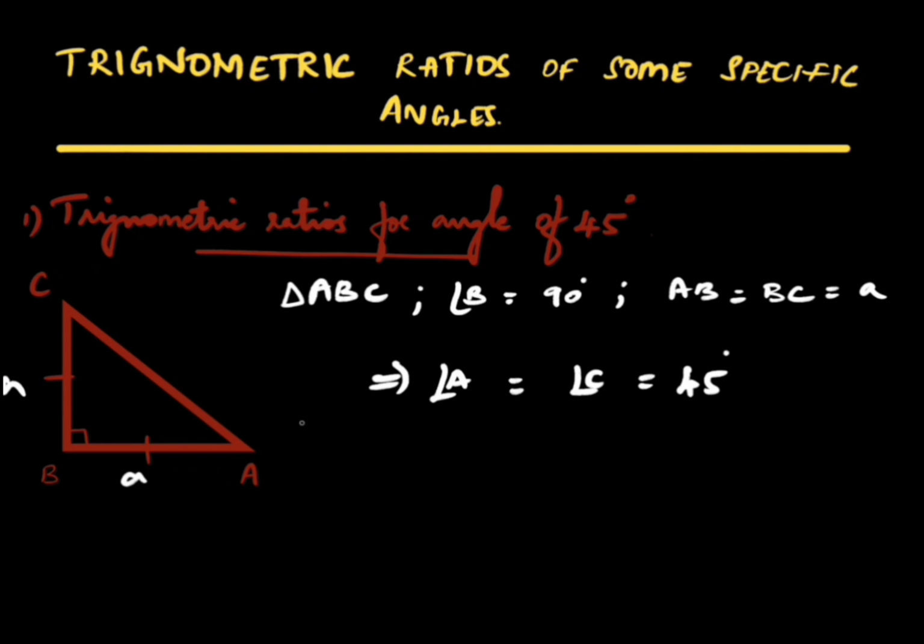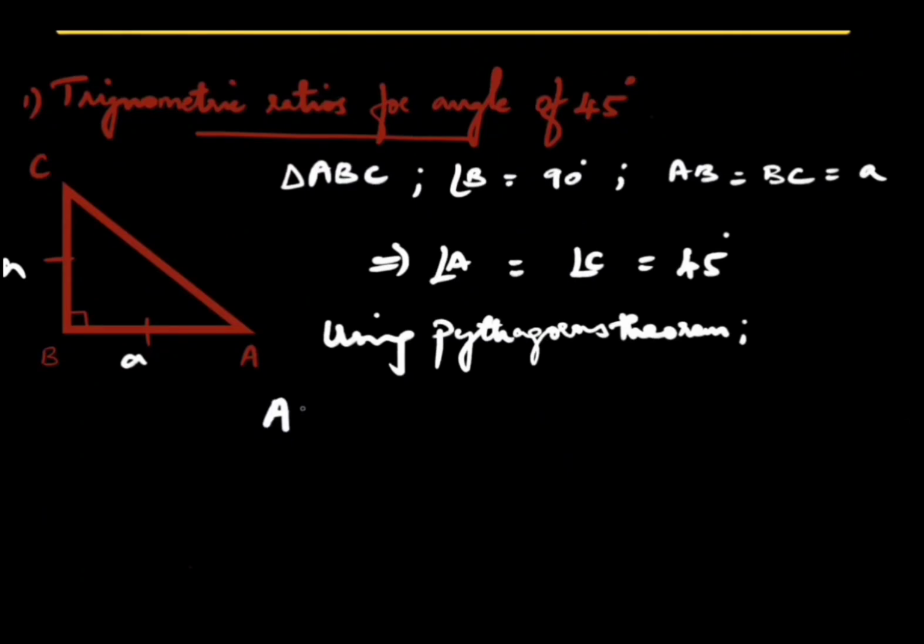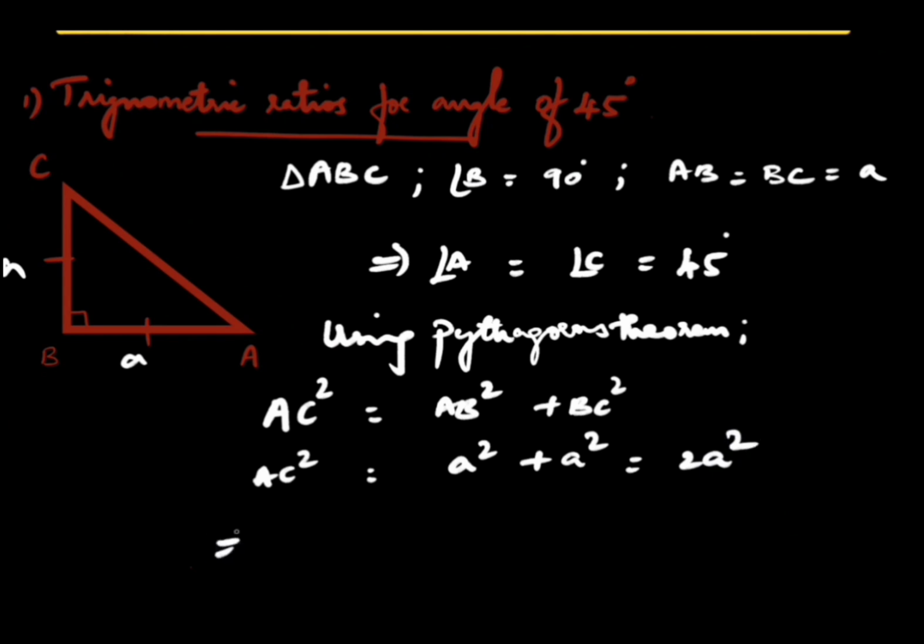So using Pythagoras theorem, we'll estimate the size of AC, hypotenuse. AC square is equal to AB square plus BC square. AC square is equal to A square plus A square is equal to 2A square, which implies AC is equal to square root of 2A square, which gives root 2A.